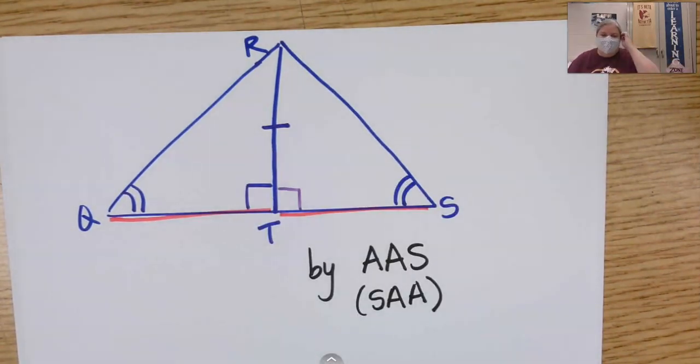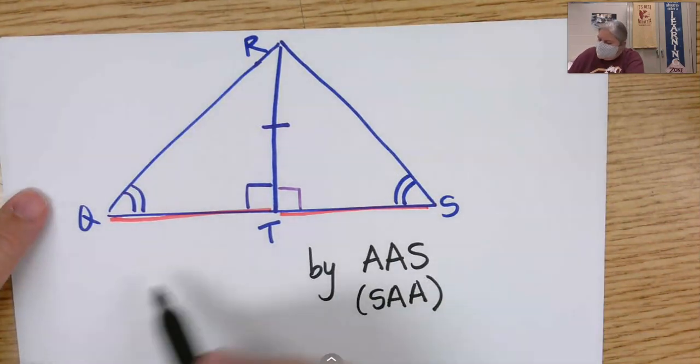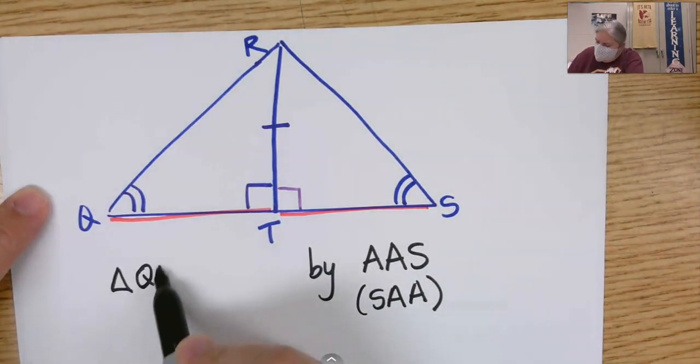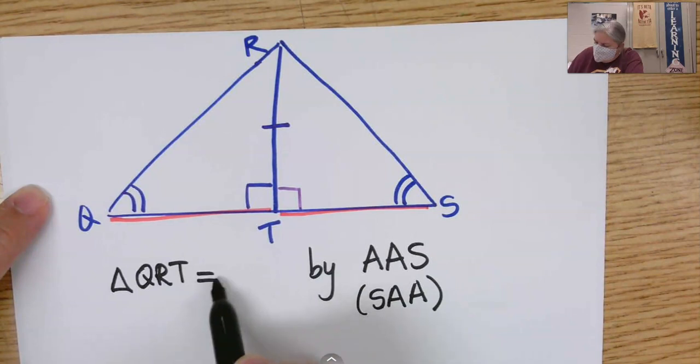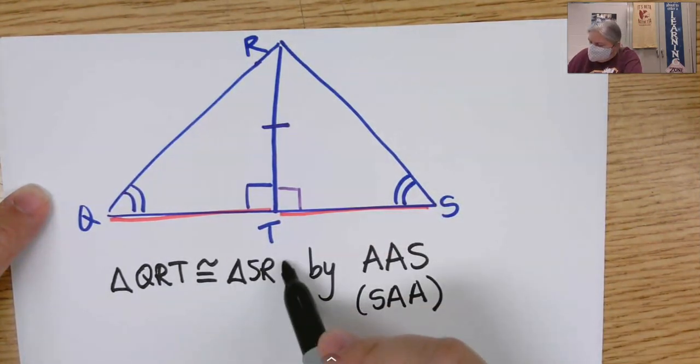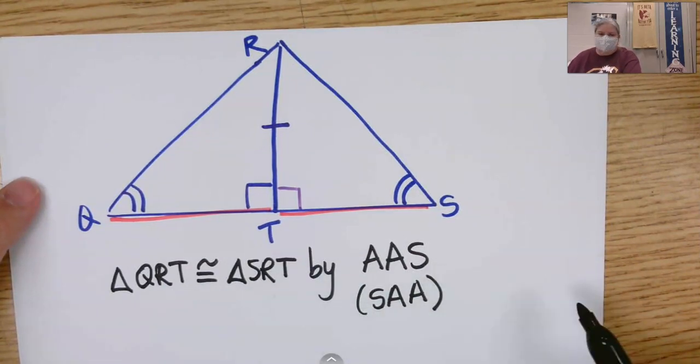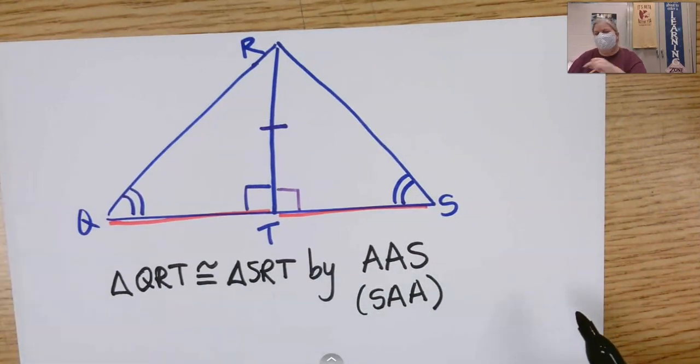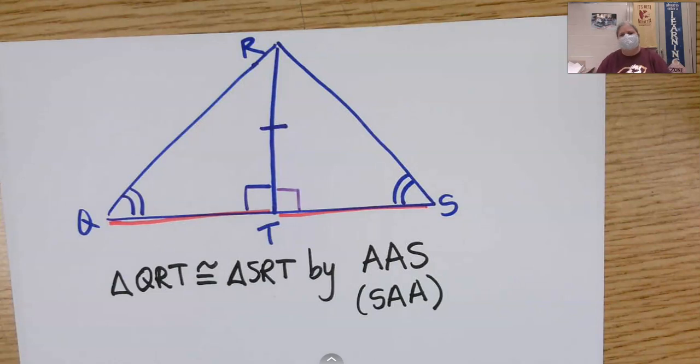Okay. So I'm going to say that triangle QRT is congruent to triangle SRT by AAS. All right, now where I want to go with this is let's talk about hypotenuse leg.